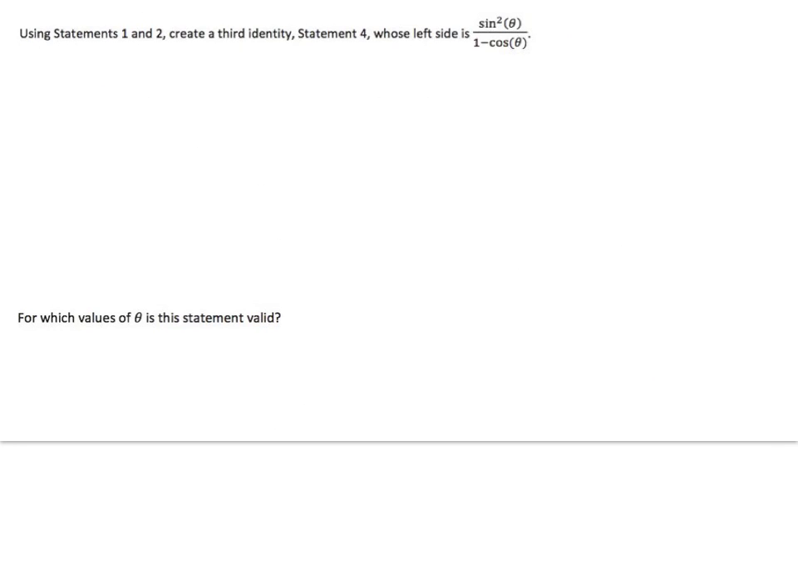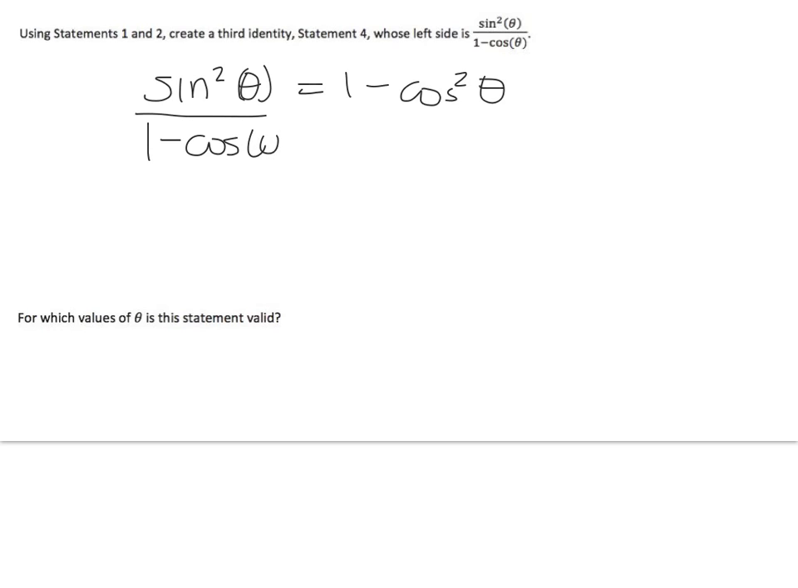Okay, using statements 1 and 2, create a third identity statement, statement 4, whose left side is sine squared theta over 1 minus cosine squared theta. If you look, I have statement 1, sine squared theta equals 1 minus cosine squared theta. And if I'm just going to divide by statement 2, that'll give me 1 minus cosine theta over 1 minus cosine theta.